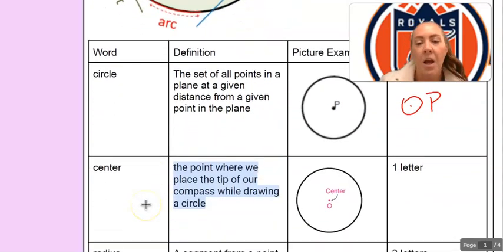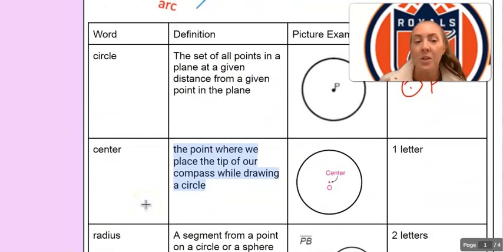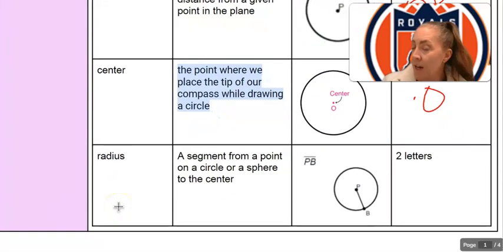All right, next, we're going to talk about the center. The center is the point that is in the middle of the circle. On this picture, we've got O in the middle, and we only use one letter. Since it's a point, we draw a dot, and then we use the letter. So this would be point O if I was naming the center. All right? Okay.